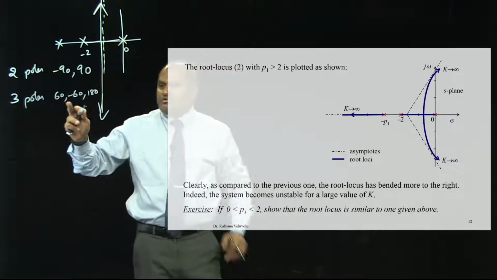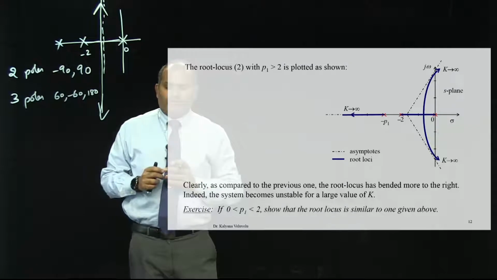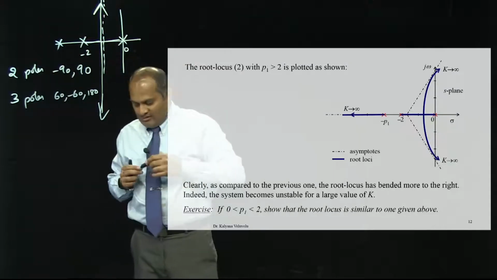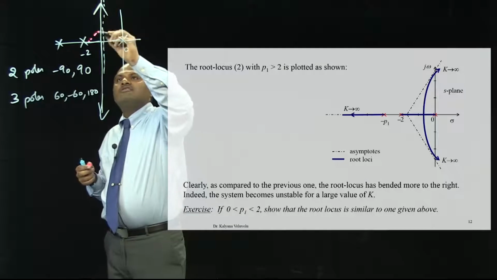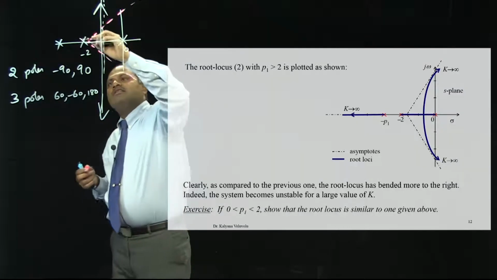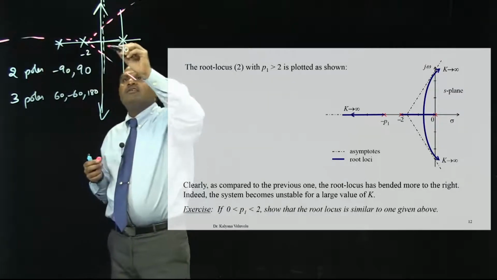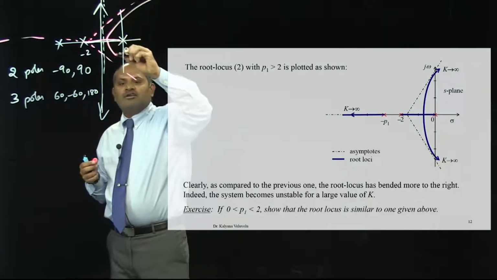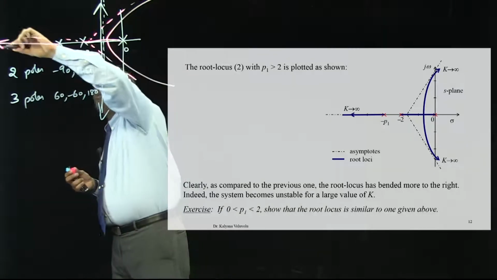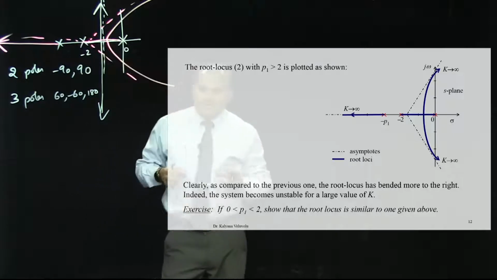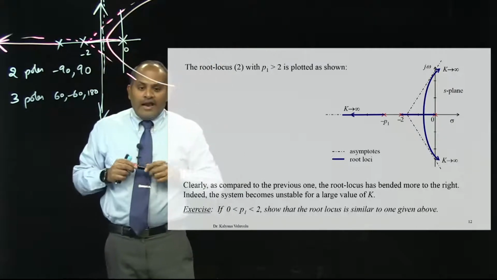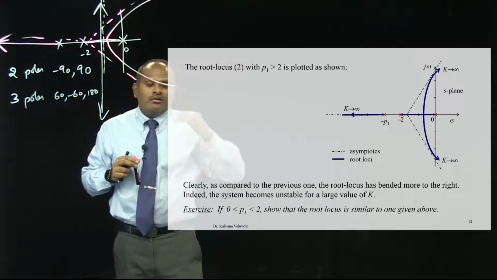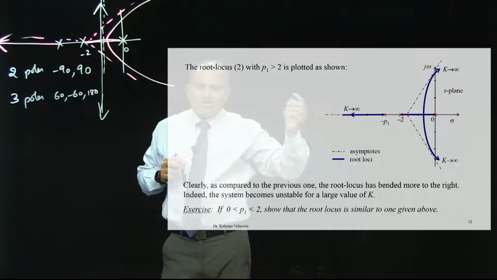You see the asymptotes bend to the right. When the asymptotes bend to the right, you have this kind of asymptote and this kind of asymptote. When you have 3, these 2 poles actually break away and go this way, and this pole goes to infinity. So, the root locus bends to the right. When you add a pole, the root locus bends to the right.